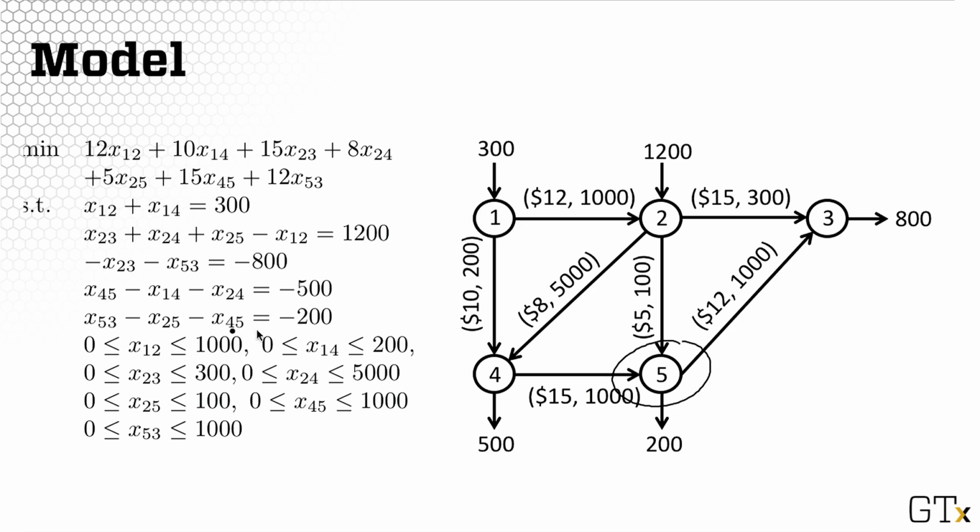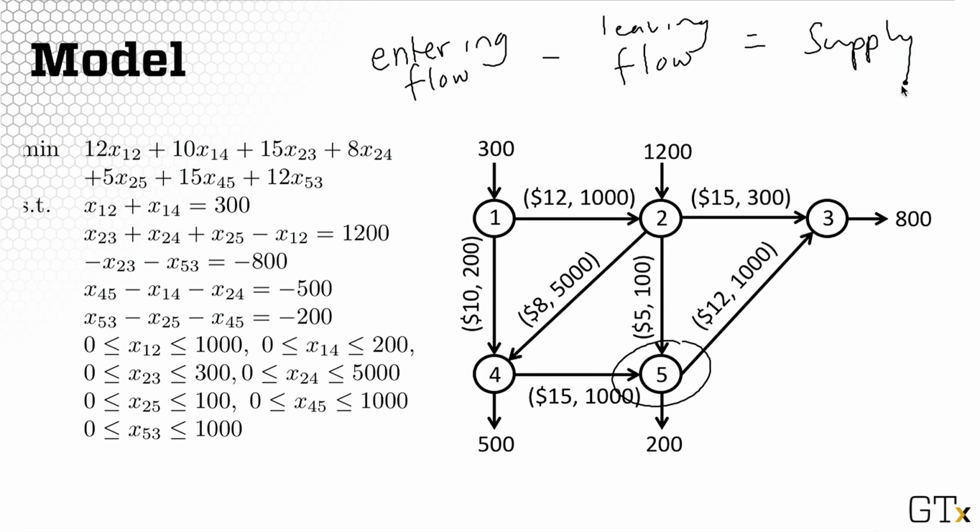This is written in this form where we are always going to write whatever leaves node 5 minus whatever enters node 5 is equal to the supply at node 5. Notice that in this particular case, node 5 has a demand, so therefore there is a negative number. Let me write this expression: total entering flow minus leaving flow should be equal to supply. That's what this means.